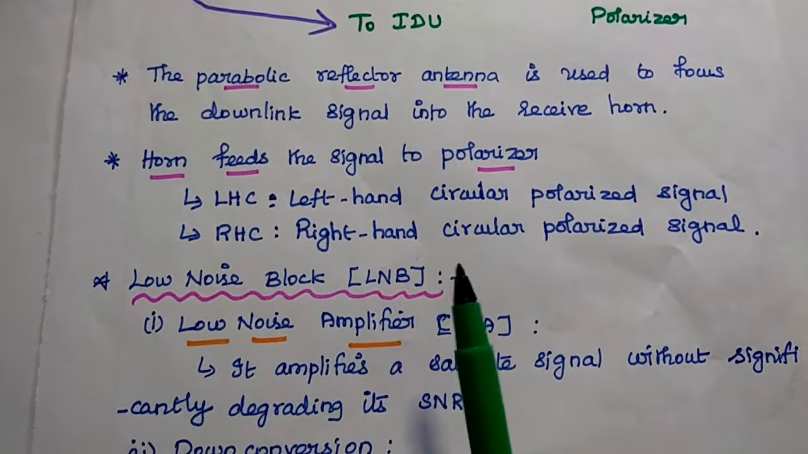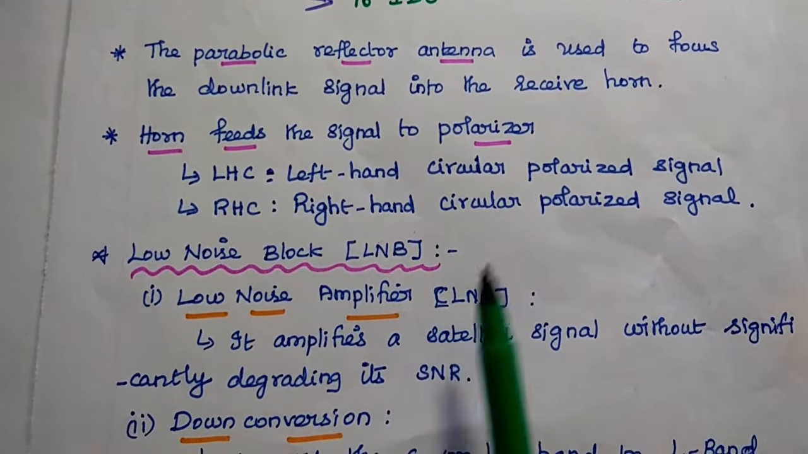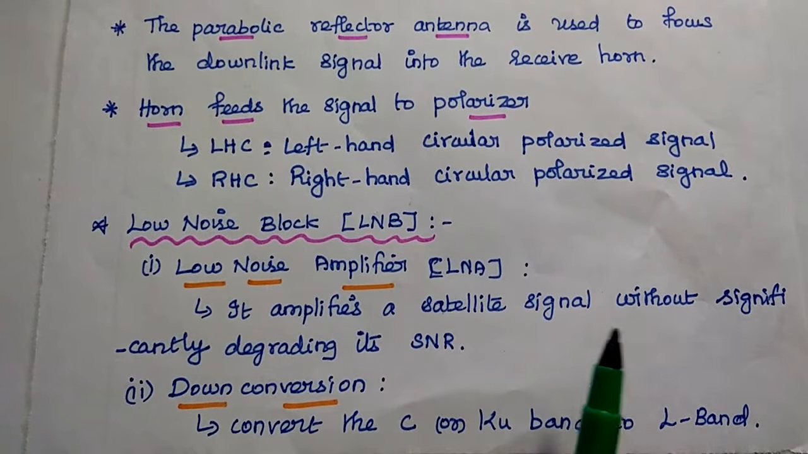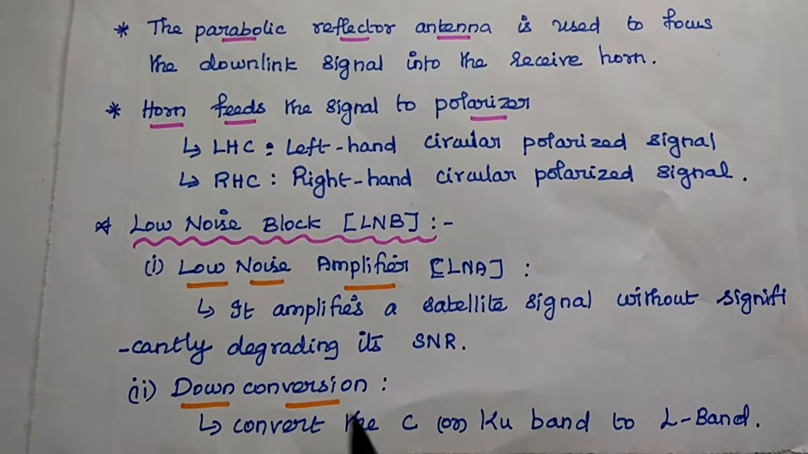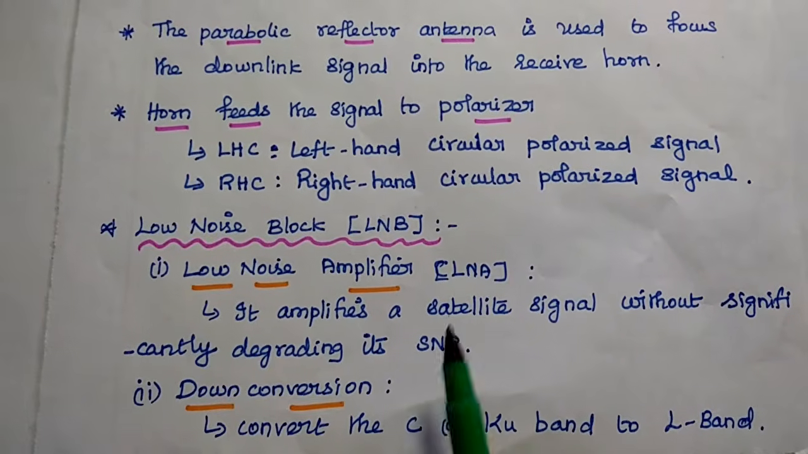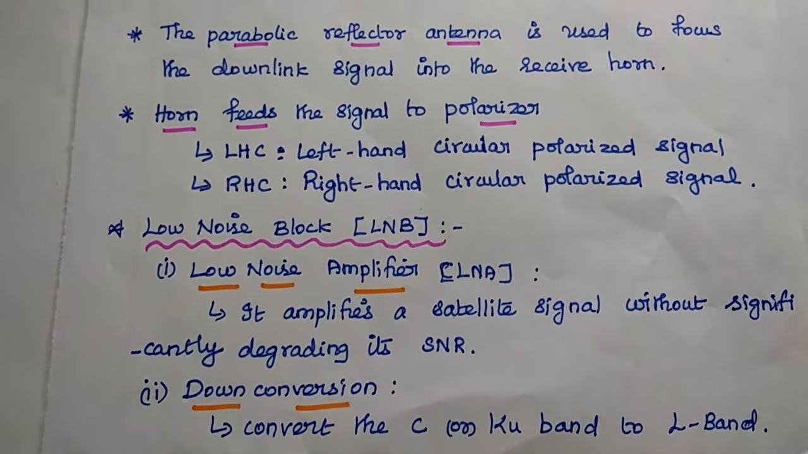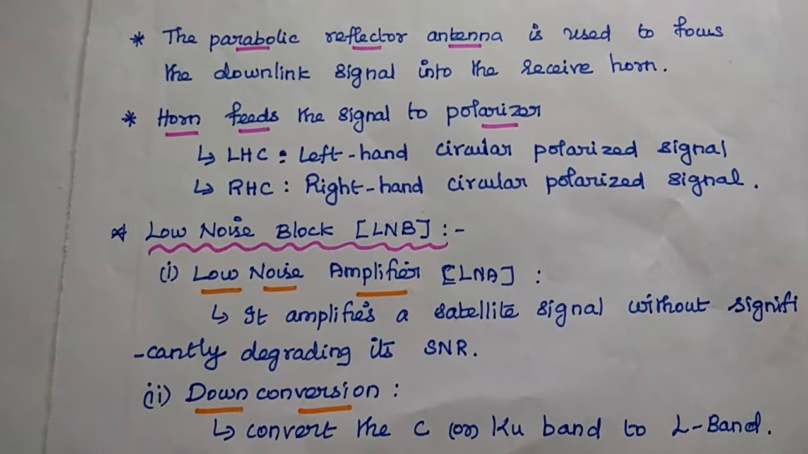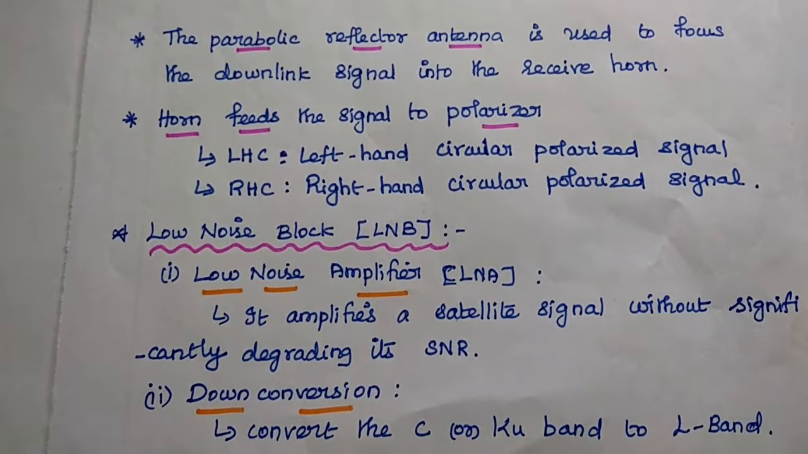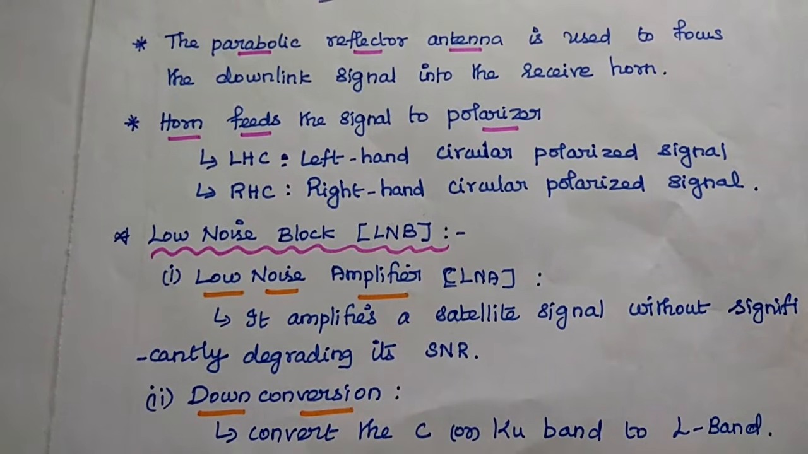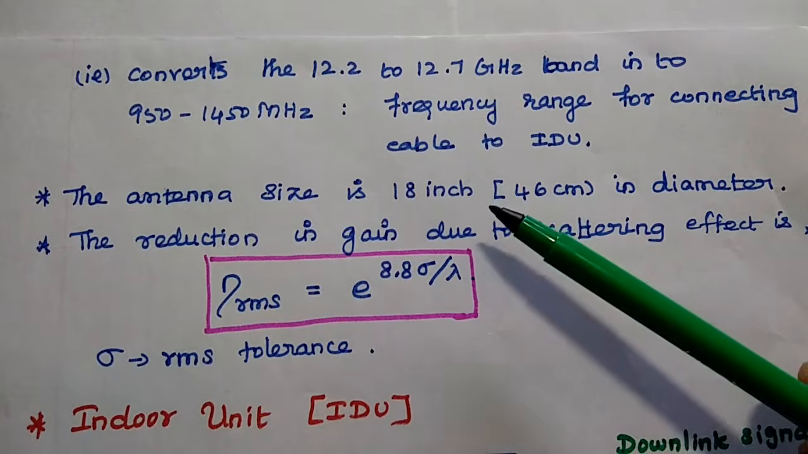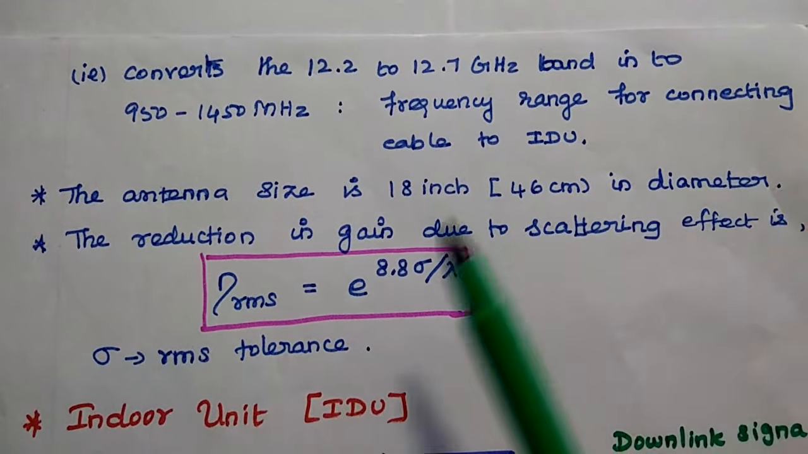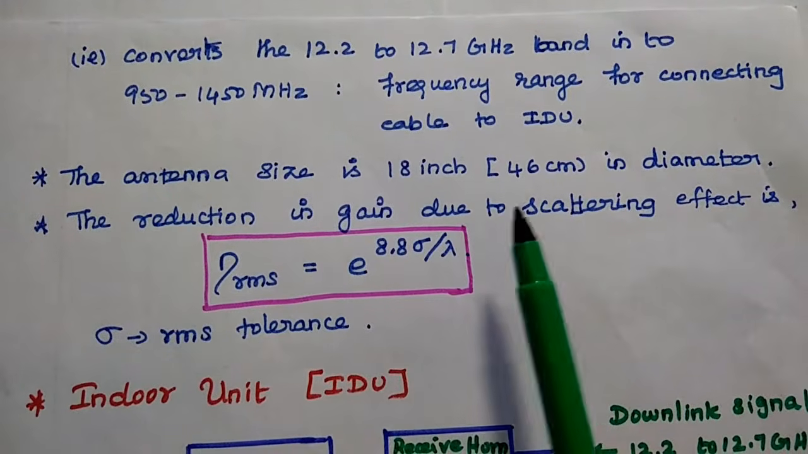Then the low noise block consists of two parts. One is the low noise amplifier, the next one is the down converter. The low noise amplifier is used to amplify the satellite signal without significantly degrading its signal to noise ratio. Down conversion is a very important part to convert the Ku band to L band. L band is suited for indoor unit operation. So 950 to 1450 MHz is the suitable frequency range for connecting the cable to the indoor unit.